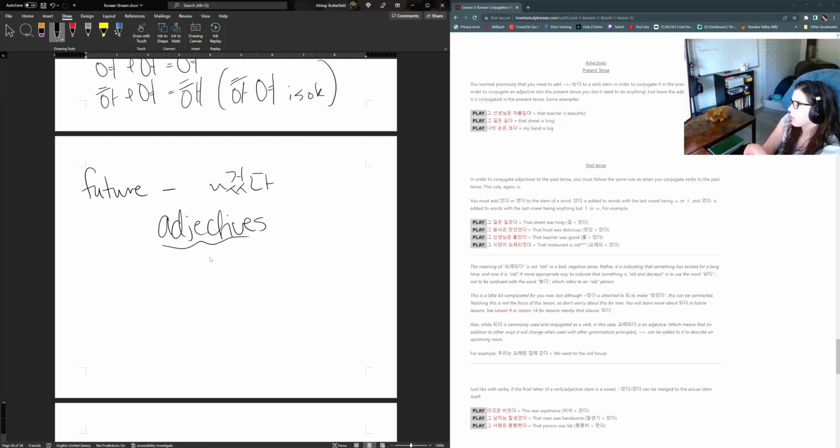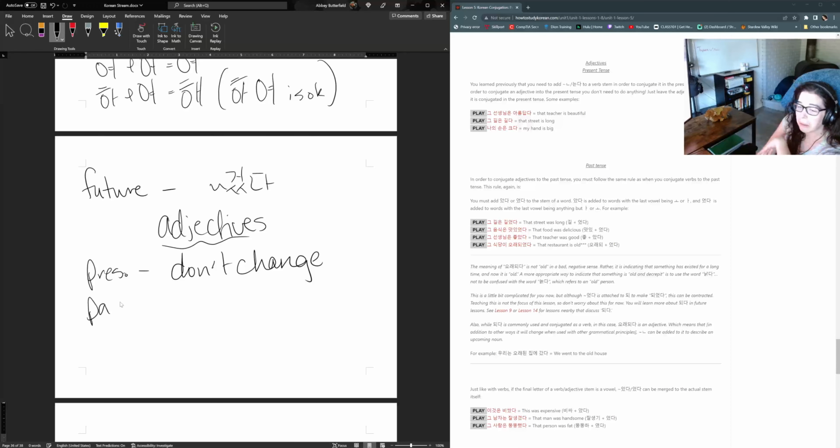In order to conjugate an adjective in the present tense, you don't need to do anything. Just leave the adjective as it is, and it is conjugated in the present tense. For example, 아름답다. The present tense is just leave the same. Don't touch. Don't change. Exactly the same. So, 아름답다, 길다, 크다. Stays the same. I love it. Give me something easier.